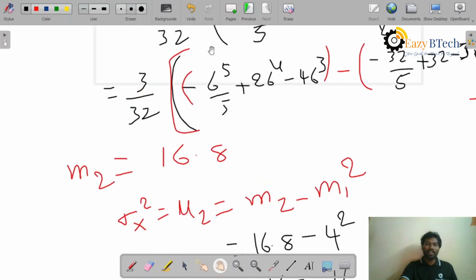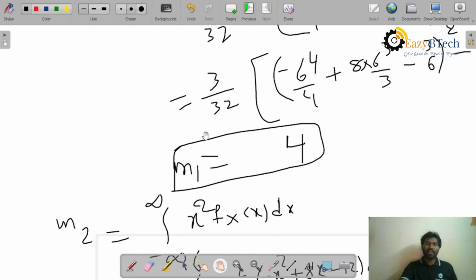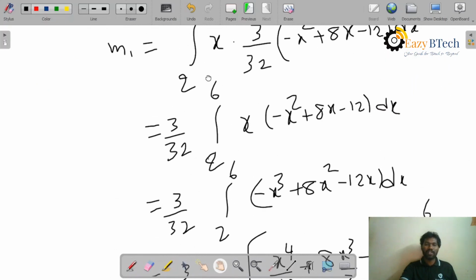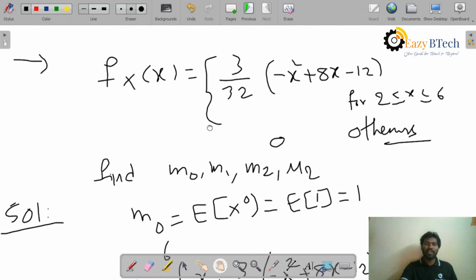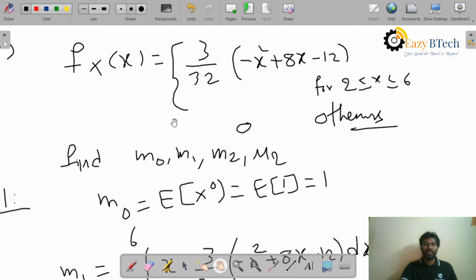So in this way, we can calculate the mean and variance of any given random variable.